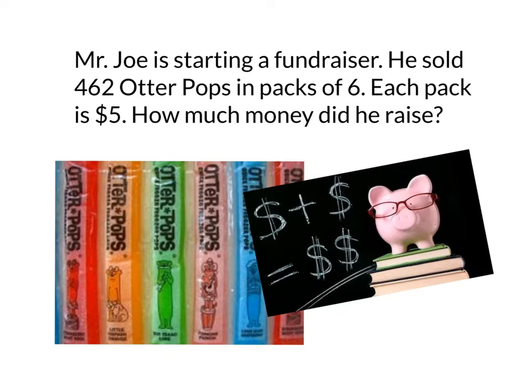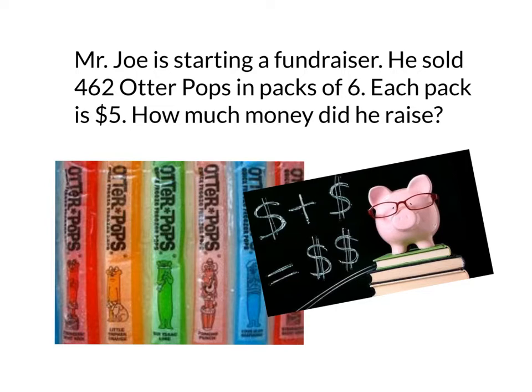Well, Mr. Joe's doing his part to help out. He's selling Otter Pops. He sold already 462. They're in packages of 6. So if you go to Mr. Joe, you buy 6 Otter Pops. Each pack of Otter Pops is $5. So what I'm trying to figure out, and this is like a lot of steps, is how much money did he raise? I have no idea. We're going to find out.